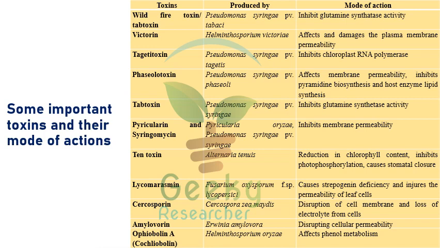Pyricularin and syringomycin: pyricularin is produced by Pyricularia oryzae, whereas syringomycin is produced by Pseudomonas syringae pathovar syringae. The mode of action of pyricularin and syringomycin is that they inhibit membrane permeability. Tentoxin, from Alternaria tenuis, causes reduction of chlorophyll content, inhibits photophosphorylation and causes stomatal closure. Lycomarasmin, from Fusarium oxysporum f. sp. lycopersici, and Cercospora zeae-maydis, amylovorin from Erwinia amylovora, and ophiobolin from Helminthosporium oryzae, and their modes of action have been given here. We may expect them sometimes.